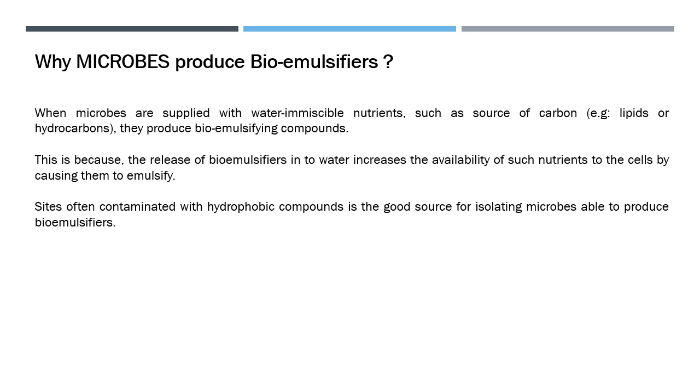Sites often contaminated with hydrophobic compounds are a good source for isolating microbes able to produce bioemulsifiers. So in your practicals also, teachers will ask you to get some soil where all the time there is some work with oils going on, or soil which is highly contaminated with hydrocarbon sources. Why? Because there you will find some good microbes which are able to produce these bioemulsifiers. So you will use that particular soil or water or any other sample, right?